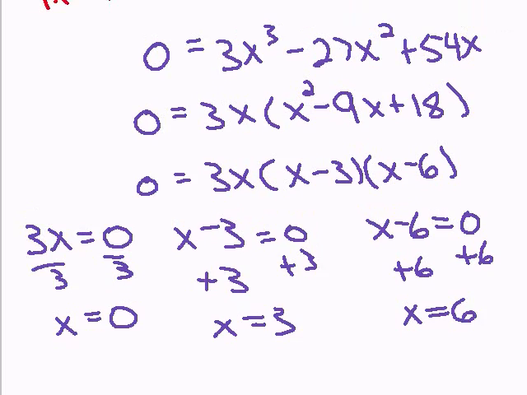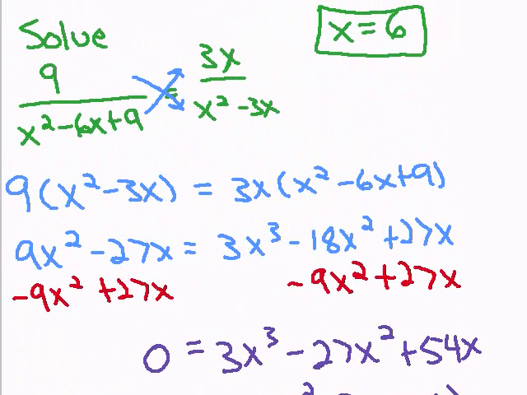So we're going to go ahead and scroll back up to the original problem. And if you try 0 and 3 into the original denominators, you'll find out that they make at least one of the denominators equal to 0, which means your final solution really is just x equals 6.